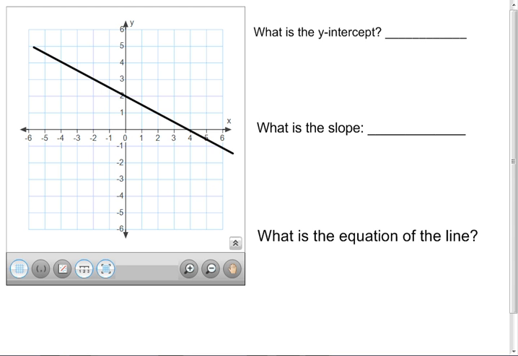Okay, what's the y-intercept there? Write it down. What's the y-intercept here? It's 2. It's 0, 2. Now, what's the slope?